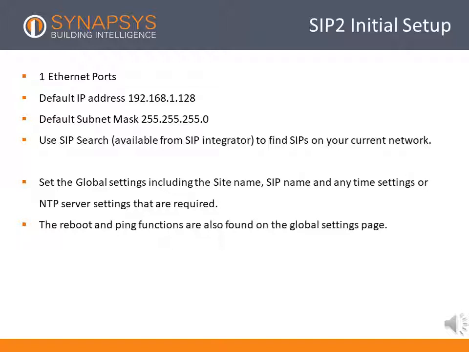Once the SIP2 is connected, the web pages will be available. Use a web browser, Google Chrome, Firefox or Microsoft Edge, and enter the IP address of the SIP2 into the URL bar at the top of the screen. The default IP address can be found on the Quick Start guide that came with the product. This will display a login page.